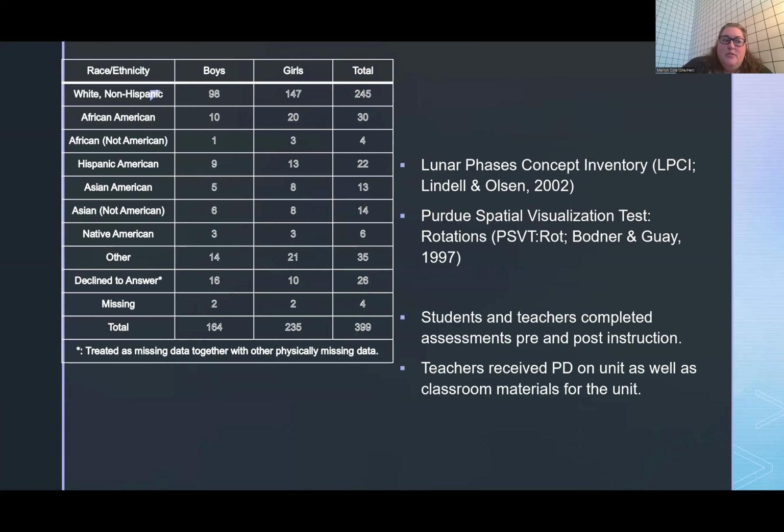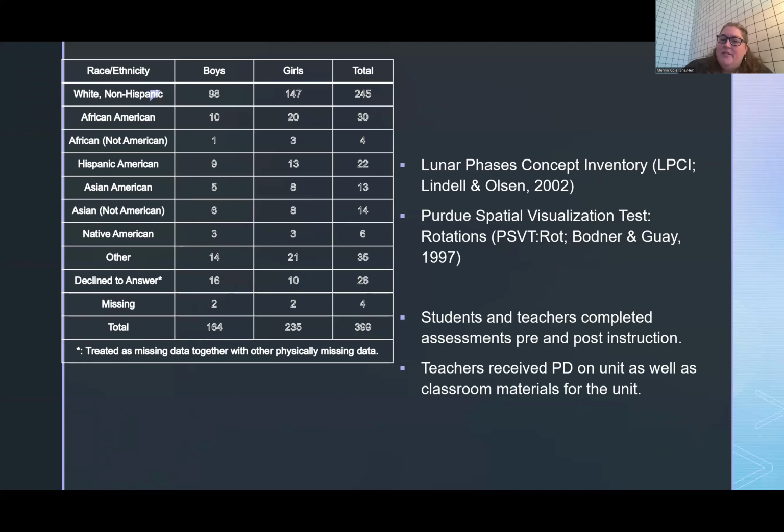So we gave both teachers and students 2 assessments prior to and after instruction. First was the Lunar Phases Concept Inventory, which is a 20-question multiple choice test that measures understanding of moon phases. We also gave the Purdue Spatial Visualization Test for Rotations, which is also a 20-question multiple choice test, but this one measures mental rotation specifically. Mental rotation is one type of spatial thinking ability that is highly relevant to astronomy, especially things like moon phases. So the Purdue assessment shows a block and then shows that same block rotated in some way and asks if this different block was rotated in the same way, what would it look like?